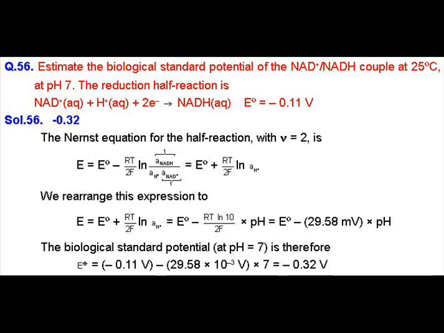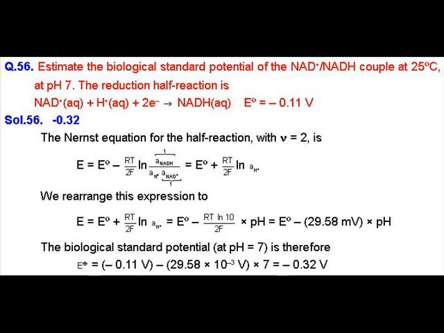Hello everyone, we are going to discuss question number 56 from MTP4. Here we have to find out the biological standard potential for the conversion at 25 degrees Celsius, and it's given that the pH value is 7. The reduction half cell reaction is also given to us, and E naught value is given as minus 0.11 volt.